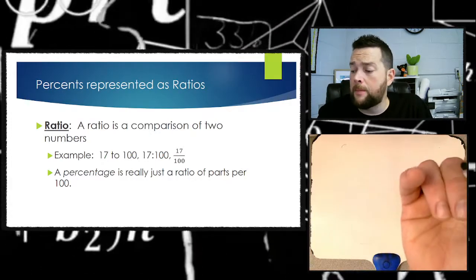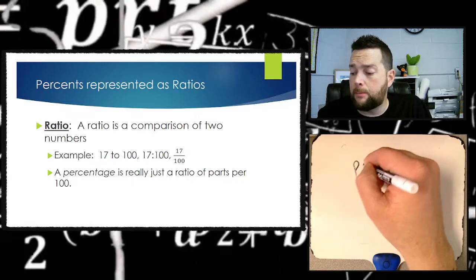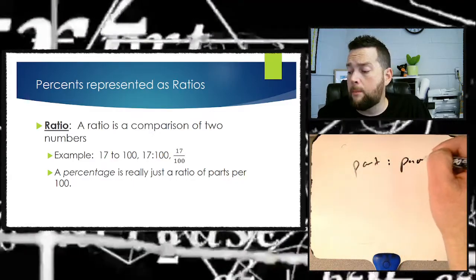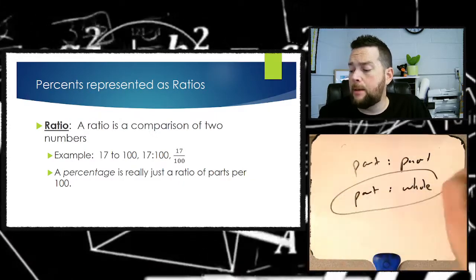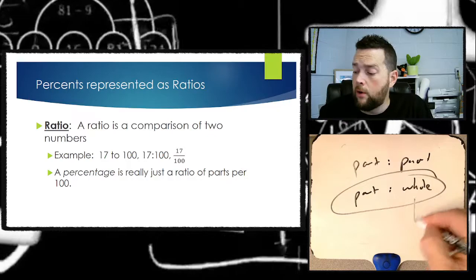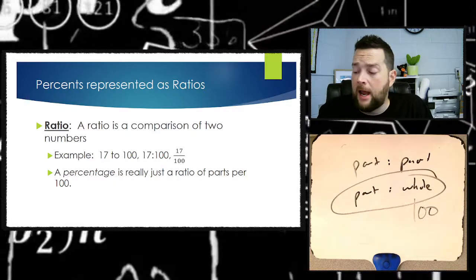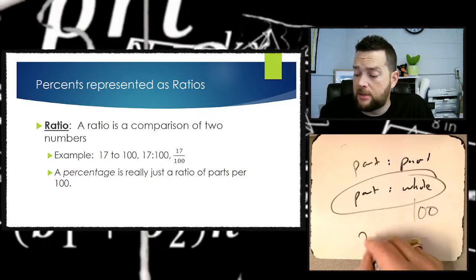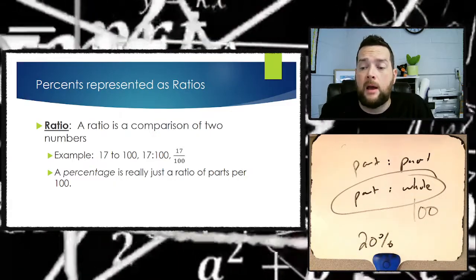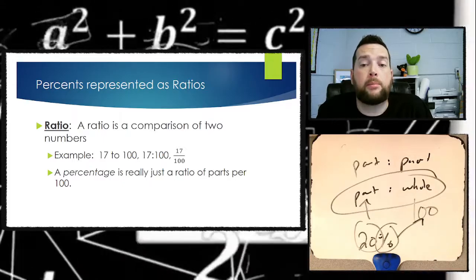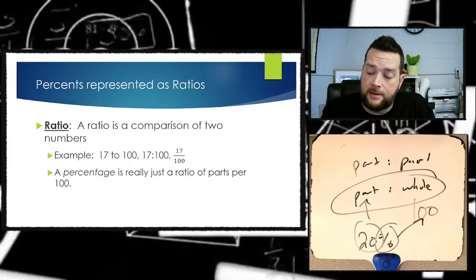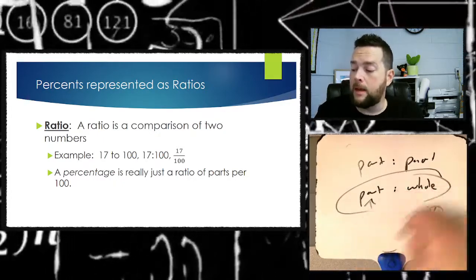A ratio can be either a part-to-part ratio or a part-to-whole ratio, all right? Percent is a part-to-whole ratio where the whole is 100. And the number that you see in front of the sign, so if you saw 20%, this would be the parts. That percent sign would be the per 100, all right? So that's just what it means.